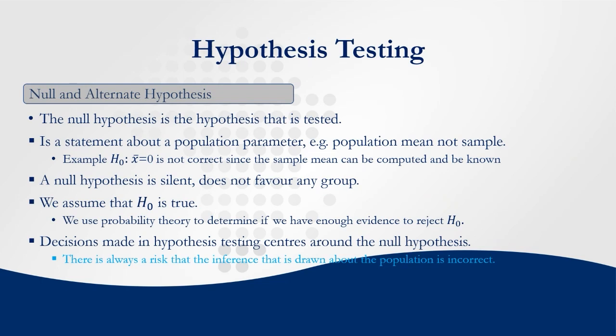Our starting point is we assume that the null hypothesis is true. So when we are doing our testing, we assume that the null hypothesis is true. And we want to use probability theory and the data to see if we have enough evidence to reject it. Because you as a researcher are interested in the alternate, which says that there's a difference or there's a relationship. So you are hoping that the data presented can show evidence to reject the null hypothesis.